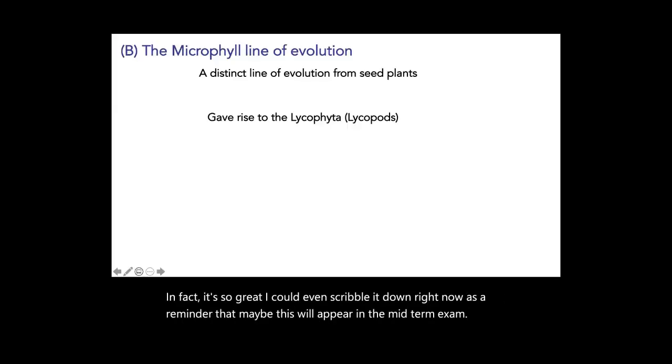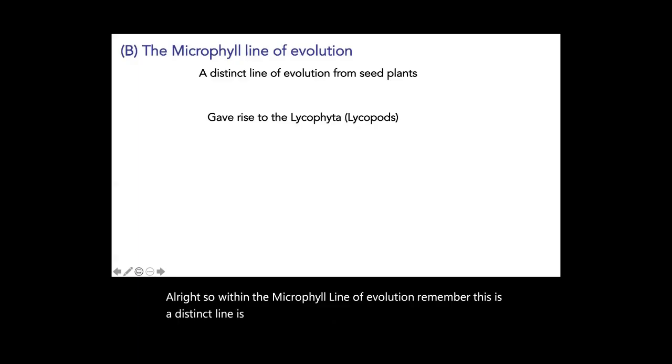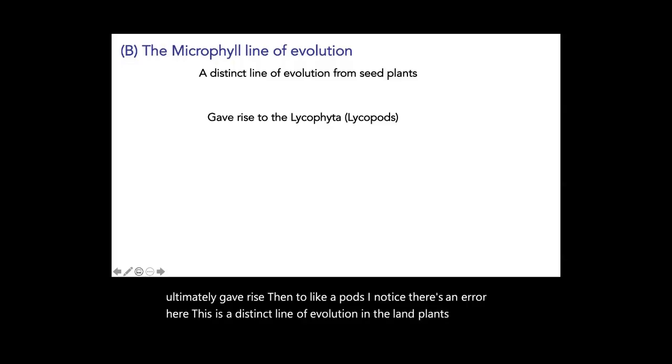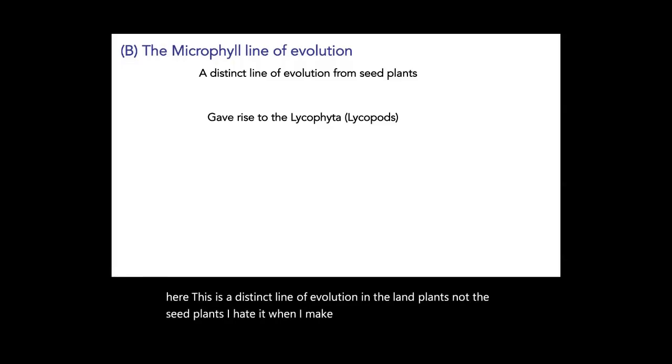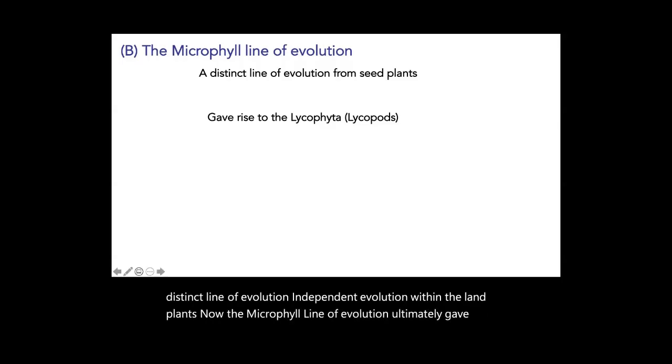All right. So within the microphyll line of evolution, remember, this is a distinct lineage of seed plants, okay? And these ultimately gave rise to the lycopods. Oh, I noticed there's an error here. This is a distinct line of evolution in the land plants, not the seed plants. I hate it when I make a mistake. So please cross that out. That's not seed plant. Please don't be confused. So this is a distinct line of evolution, independent evolution within the land plants. Now, the microphyll line of evolution ultimately gave rise to the lycopods, or the lycophyta.